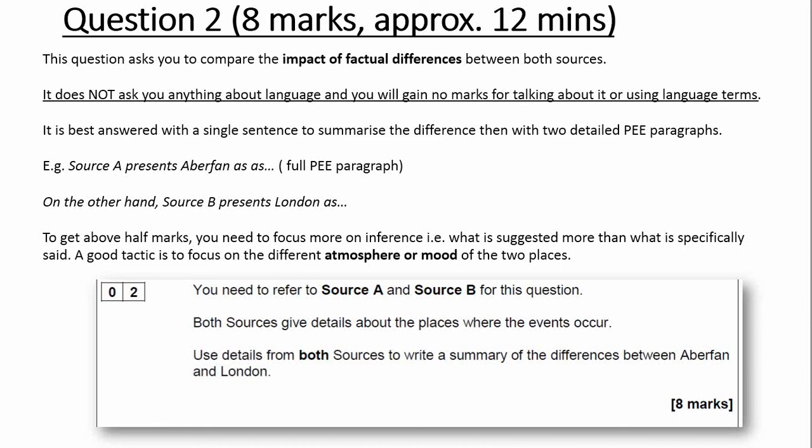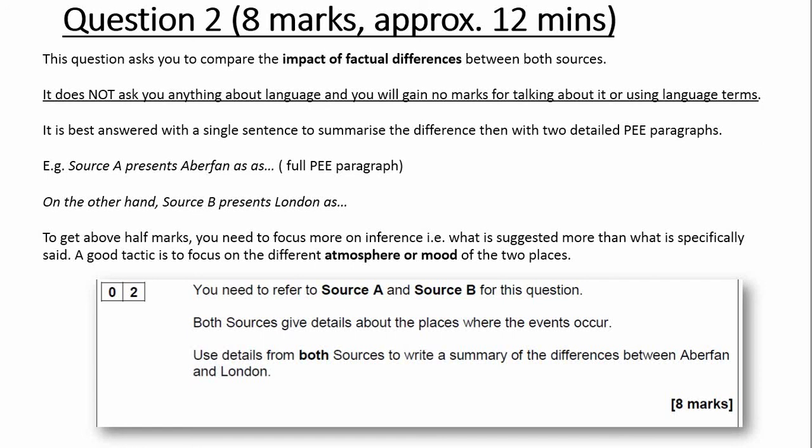Now, the best way to answer this question then is to start with a single sentence to summarize the difference between the two texts, and then 2 detailed PEE paragraphs will get you the marks. If you can manage 4, fine, but 2 minimum. You'll see exactly what I mean by that when I show you an example in a moment. But the way to set those paragraphs out is, source A presents Aberfan as, make a point about what it's like, use evidence to back it up, and then explain what that shows. And that's where you'll pick the marks up.